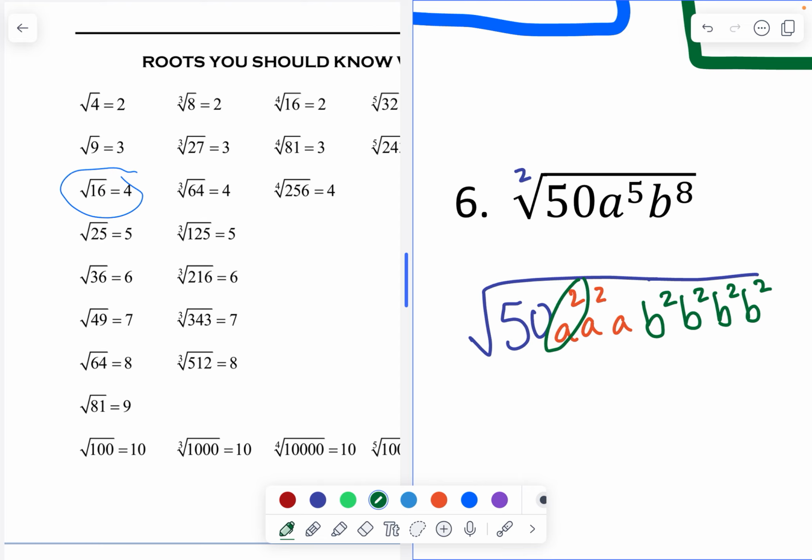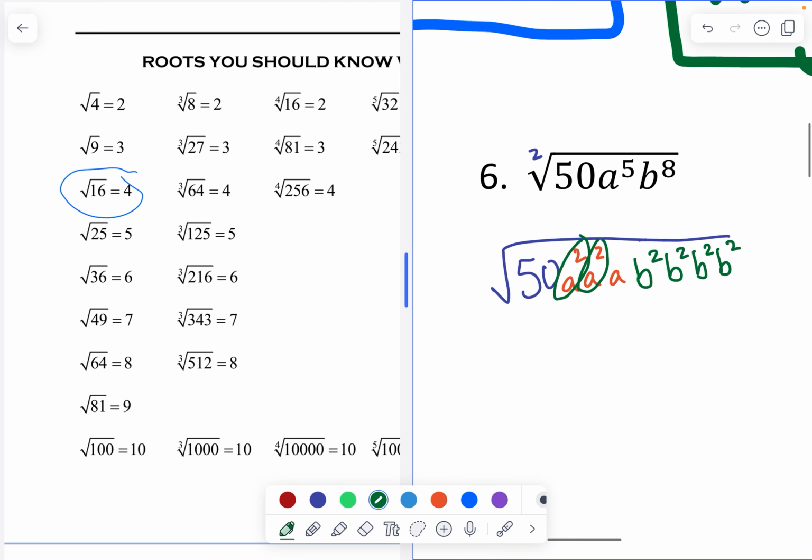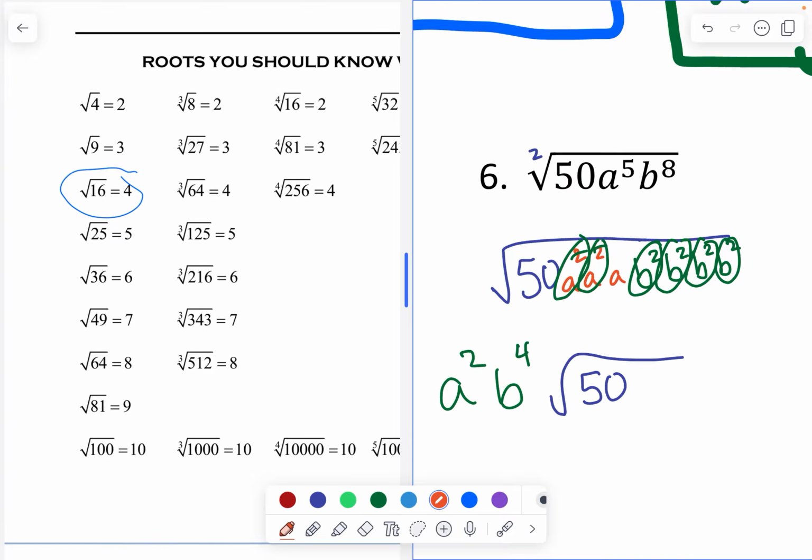Okay, then I circle anything I can take out, anything that matches. So that's 1, 2 a's. So you could write them separately, or you can just put a squared. And then 1, 2, 3, 4 b's. So that's b to the 4th. Okay, and then you're left with the square root of 50a.